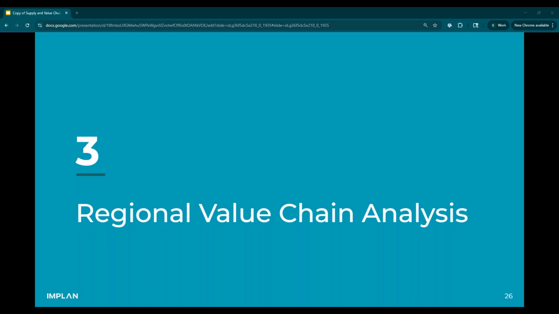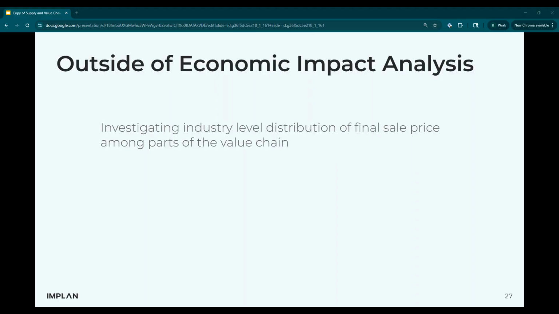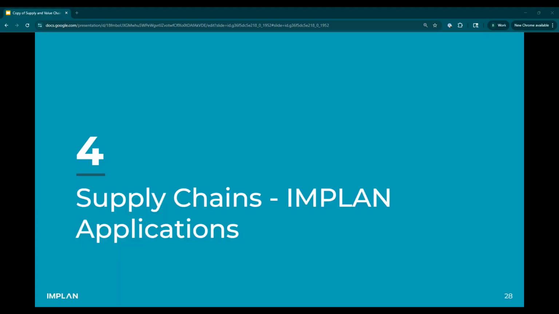Let's shift this to value chains. This is kind of outside of economic impact analysis. We're investigating industry level distribution of final sale price among parts of the value chain. We can understand the margin paid to various levels of distribution of a given good and understand how value shifts from producers to consumers and how producers, wholesalers, retailers, and transportation margins relate to one another. In other words, how does that transportation affect the price of the overall good? So let's take a look at supply chains in IMPLAN.